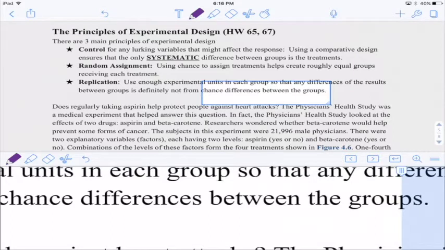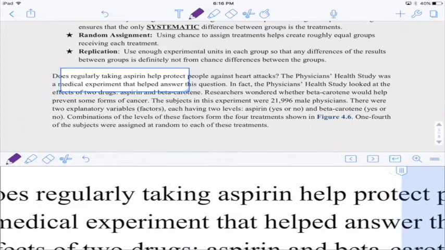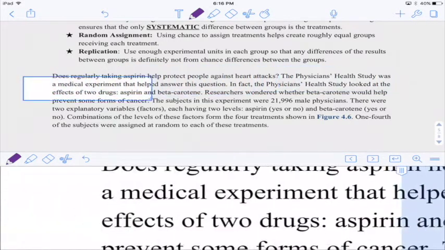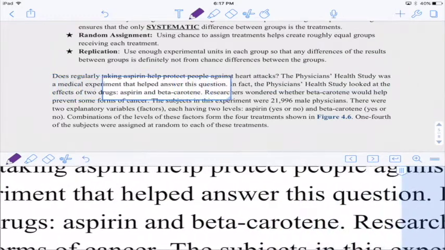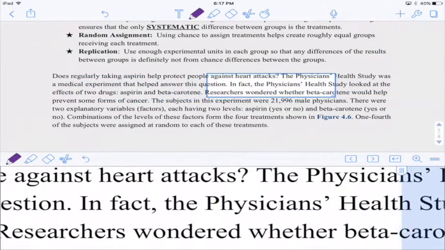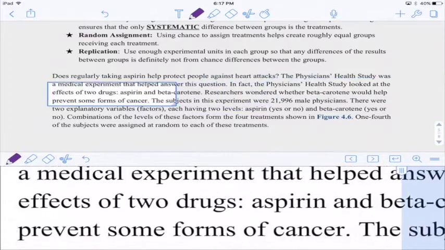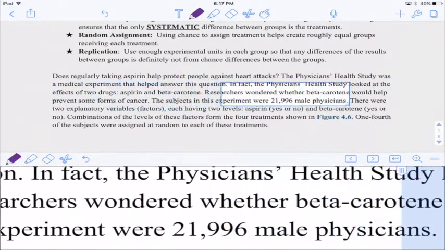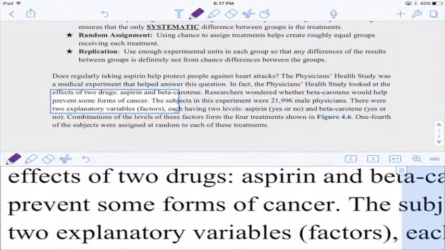Does regularly taking aspirin help protect people against heart attacks? The Physicians' Health Study was a medical experiment that helped answer this question. In fact, the Physicians' Health Study looked at the effects of 2 drugs, aspirin and beta-carotene. Researchers wondered whether beta-carotene would help prevent some forms of cancer.